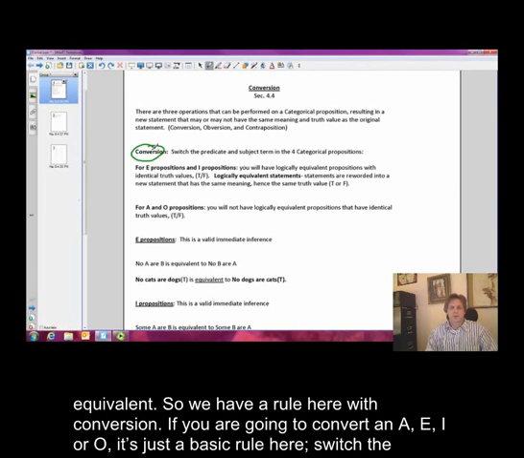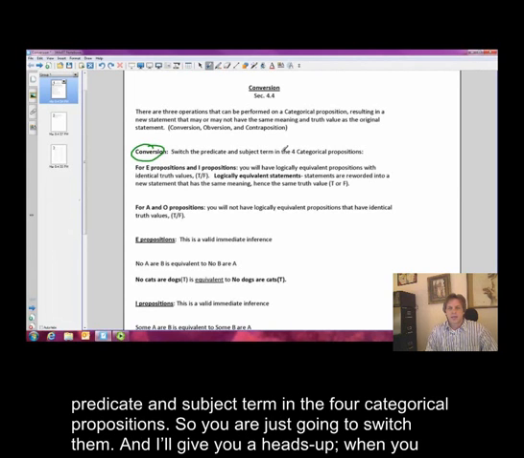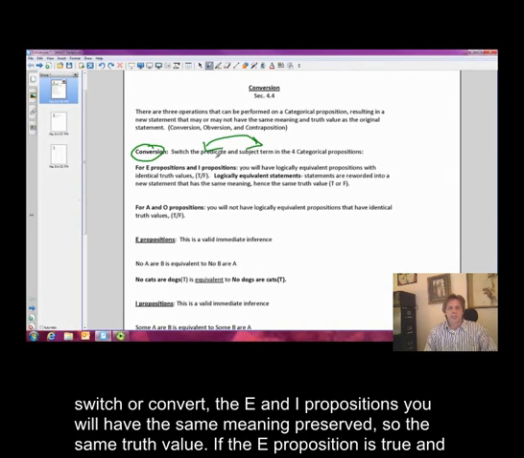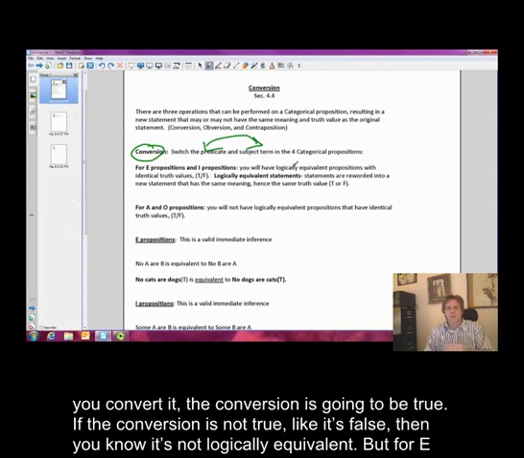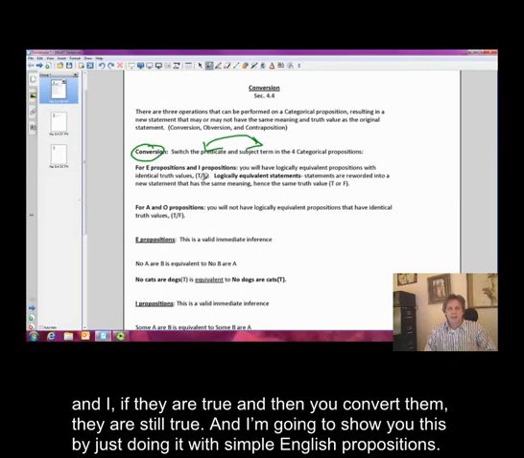So we have a rule here with conversion. If you're going to convert an A, E, I, or O, the basic rule is to switch the predicate and subject terms in the four categorical propositions. I'll give you a heads up: when you convert the E and I propositions, the meaning is preserved, so the truth value is the same. If the E proposition is true and you convert it, the conversion is going to be true. If the conversion is false, then you know it's not logically equivalent. But for E and I, if they're true and you convert them, they're still true.